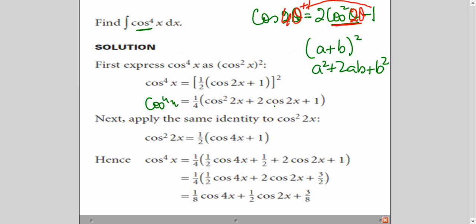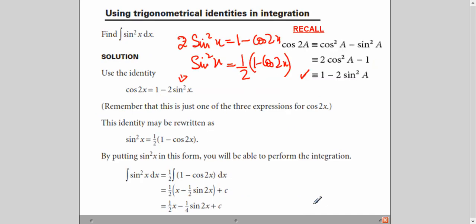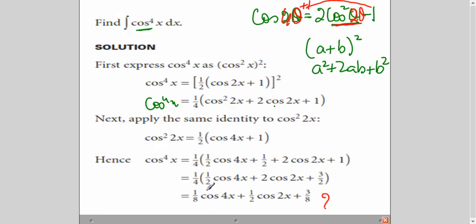So I'm just leaving it here. I want you to complete it now exactly the way I have done here. Once I replace sine square x by the whole identity here, I can easily integrate it. So now you replace this cos power 4x by this whole thing, right? And then integrate it.